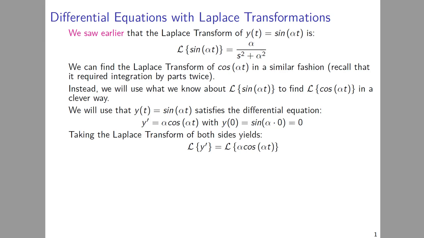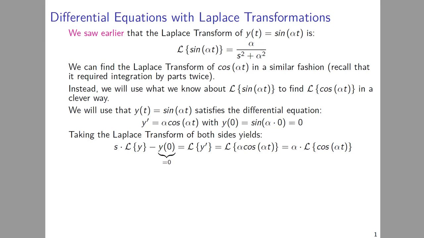So we'll take the Laplace transform of both sides, giving us the Laplace transform of y prime equals the Laplace transform of alpha times cosine alpha t. On the right, since alpha is a constant, we can pull it out of the Laplace transform and write it as alpha times the Laplace transform of cosine of alpha t. On the left, we know the Laplace transform of y prime can be written as s times the Laplace transform of y minus y of 0.